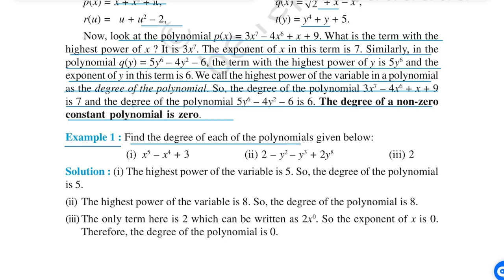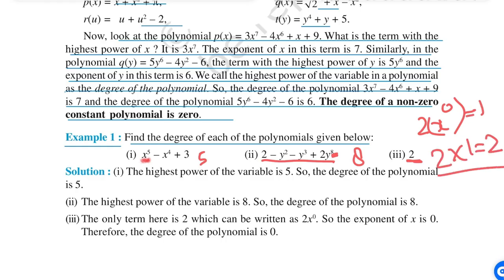Example: find the degree of each of the following polynomials given below. So let's find. Here the highest power is 5, so the degree in this case will be 5. Here the highest degree is 8, so the degree will be 8. Here it is only written 2, and it can also be written as 2x^0, and x^0 is equal to 1. 2 into 1 will be 2. So the highest degree is 0 in this case.